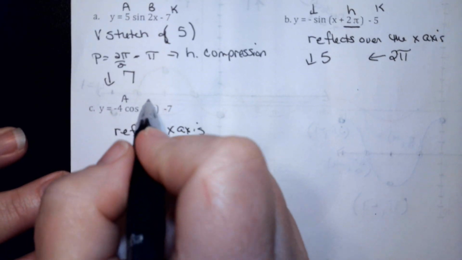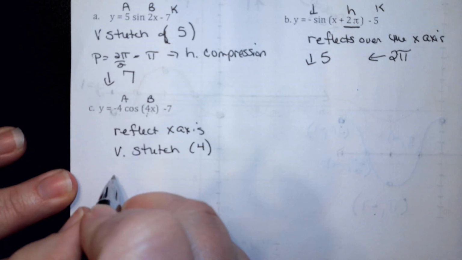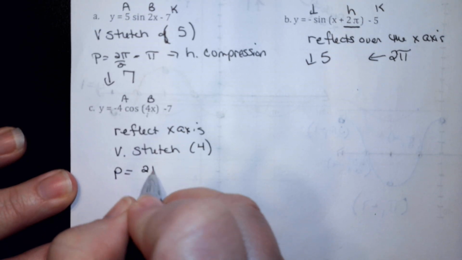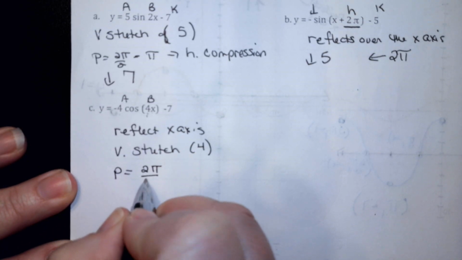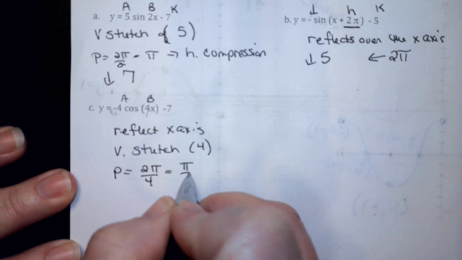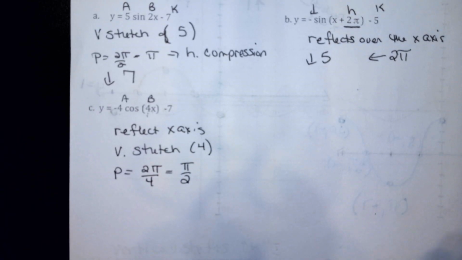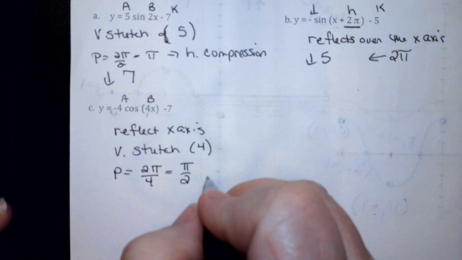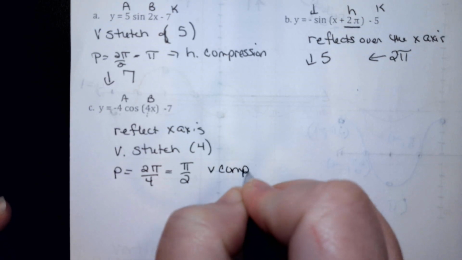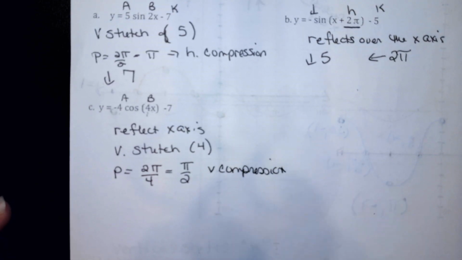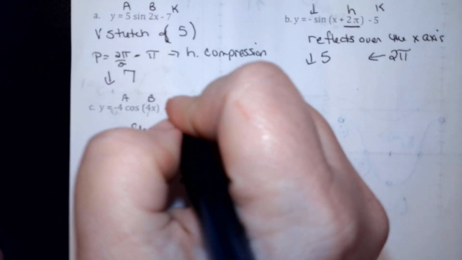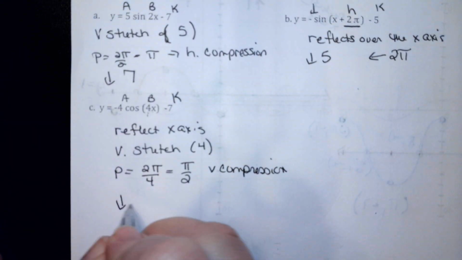Okay, the 4 right here, that's our B value because it's in front of the x. So the period has changed from 2 pi to 2 pi over 4, which is pi over 2, which means it is horizontally compressed. And then finally, that k value lets us know that we're going to go down 7.